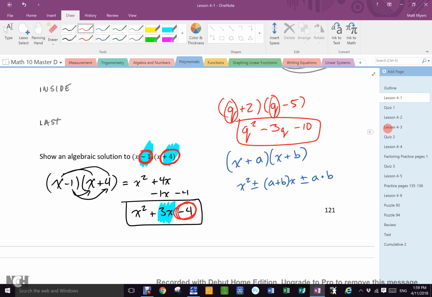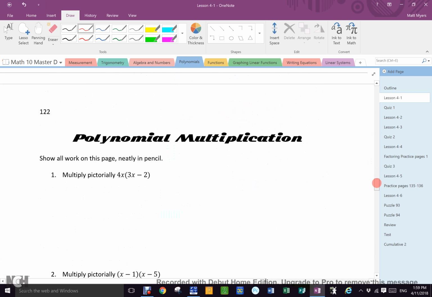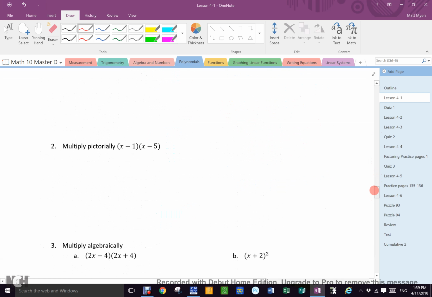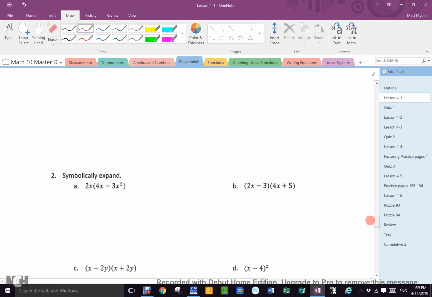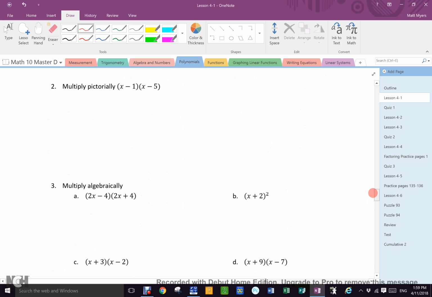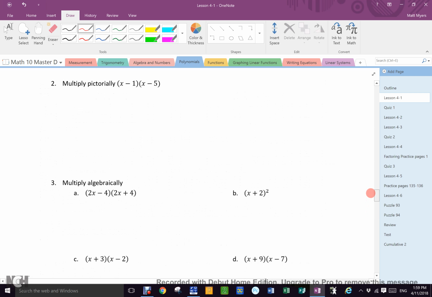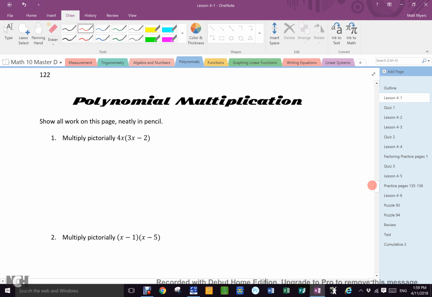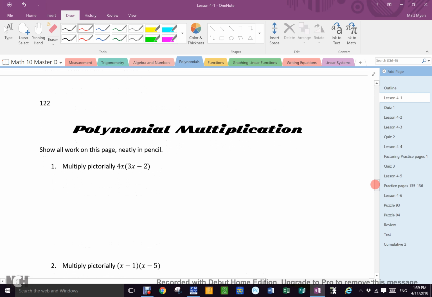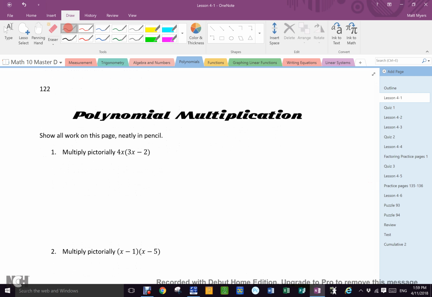All right. Now, your job is page 122 and 123. You will notice that the first two instructions on 122 and the first one on 123 ask you to draw. You only have to draw one of them. One of the three. I don't care which one you draw. But you have to show me you know how to draw. Okay?